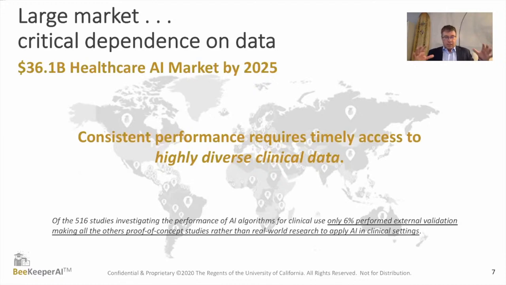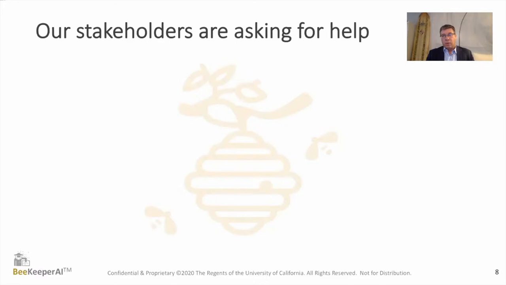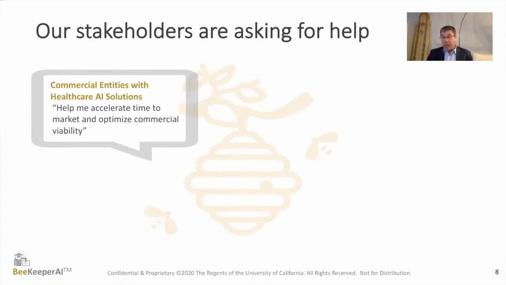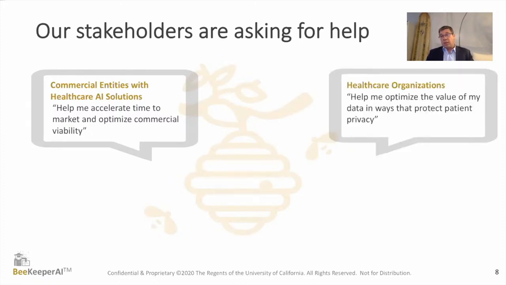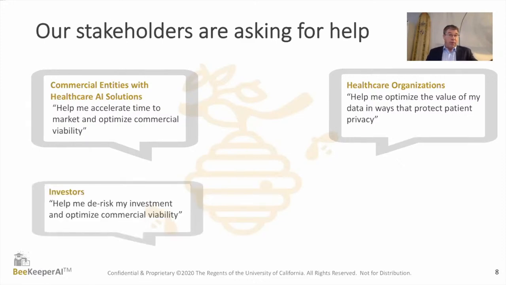And at the end of the day, in order to get consistent performance, you have to have diverse clinical data inside your algorithm. So furthermore, we know that our stakeholders are asking for help because they're telling us so. Commercial entities that have developed AI want to be able to have a faster path to market with less cost. Healthcare organizations have data. They want to utilize that data. They want their data to be used to build more AI for healthcare, but they need to protect the patient privacy. Investors who are investing in the commercial organizations who are building AI algorithms need to have their investments de-risked and want to get to market faster and more confidently.